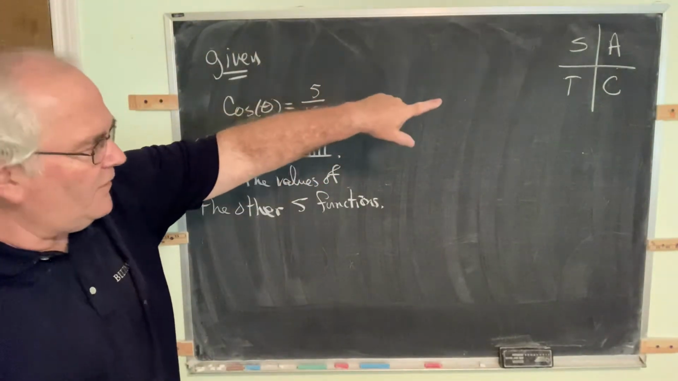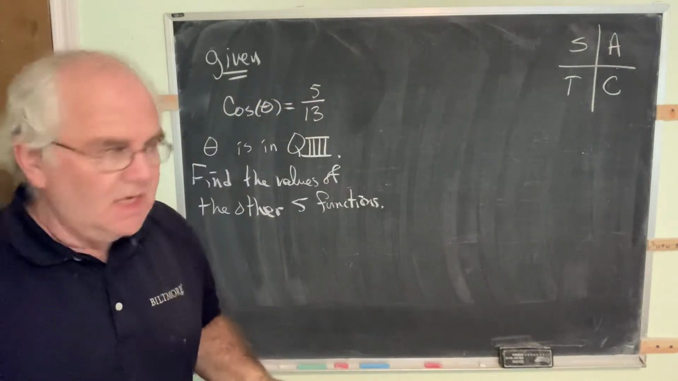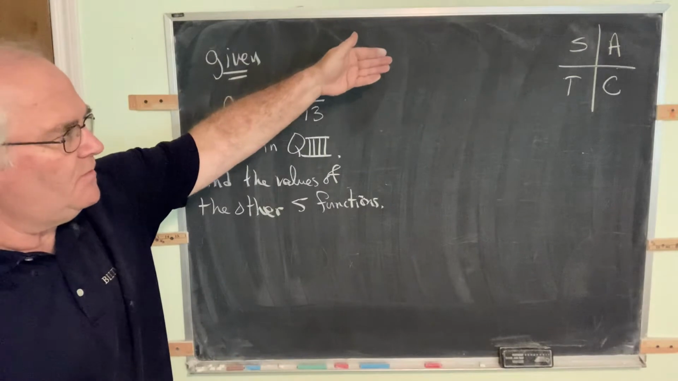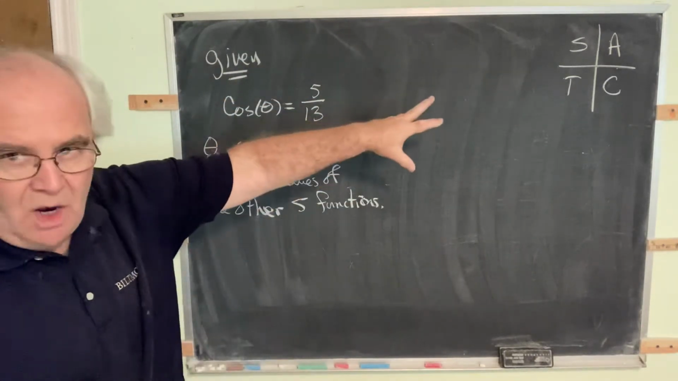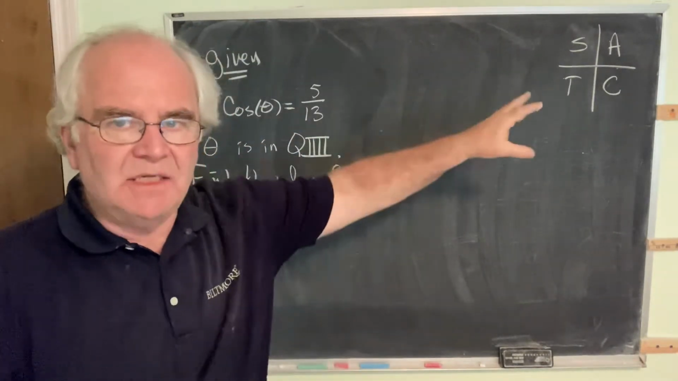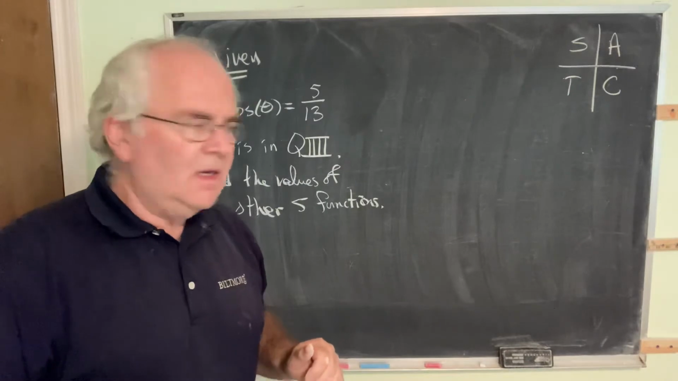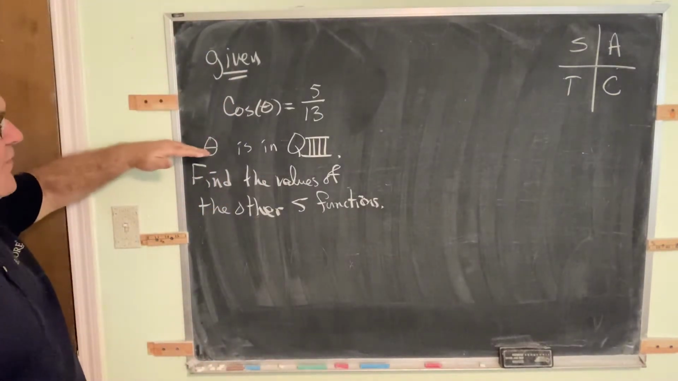ASTC. All the functions are positive in quadrant 1. Sine, and hence cosecant, are positive in quadrant 2. Tangent, and hence cotangent, positive in quadrant 3. Cosine, and hence secant, positive in quadrant 4. And so we're given the value of cosine, and we're given theta is in quadrant 4.